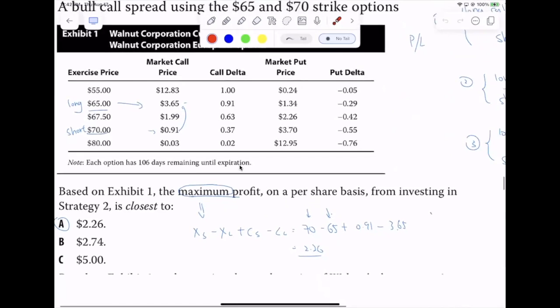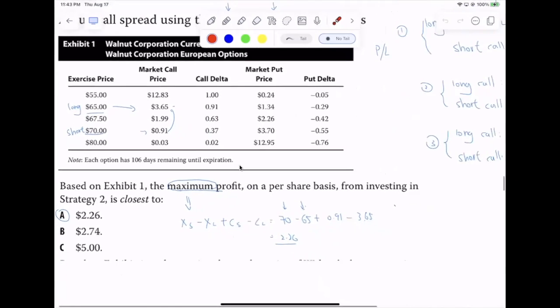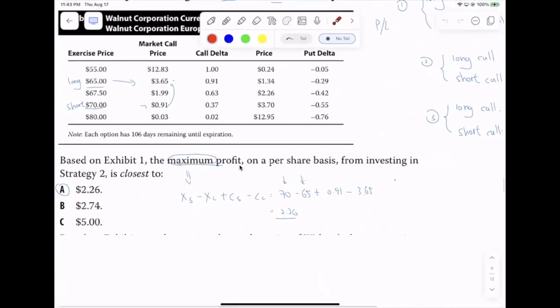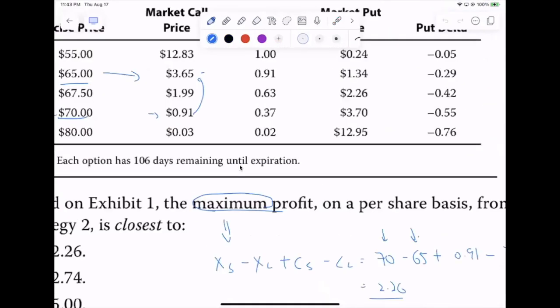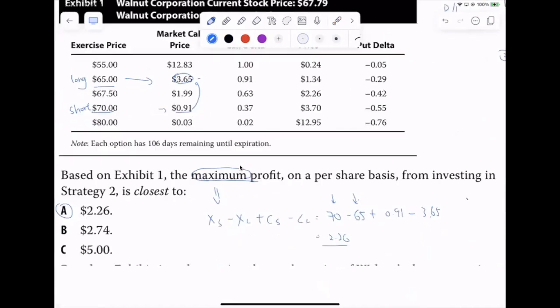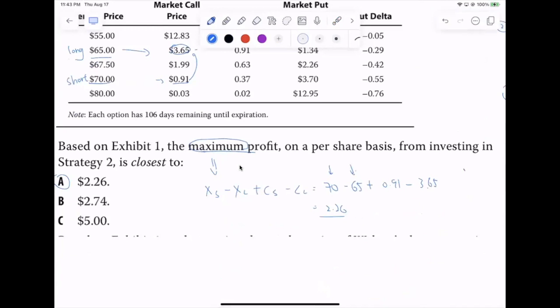And the maximum profit is exactly how we computed in the third segment. The first step is to compute the difference in strike prices, which is $5. The second step is to lock in the difference between the option premiums. In this case, we use the short option premium minus the long option premium. In the end, we get the answer is 2.26.